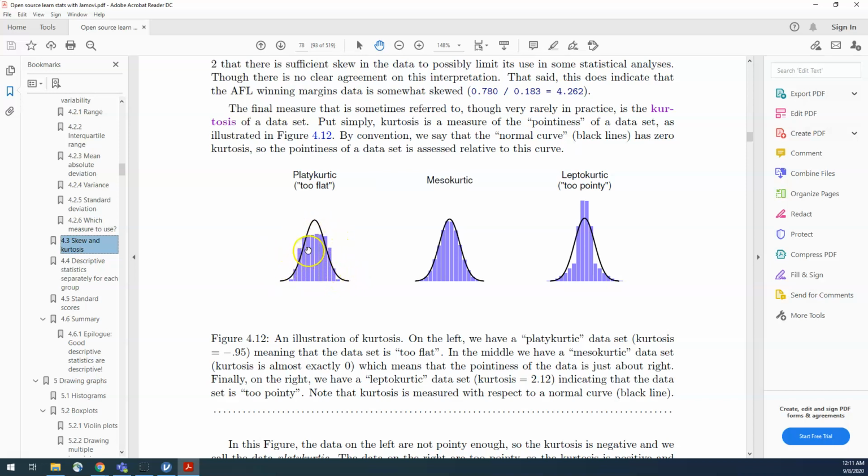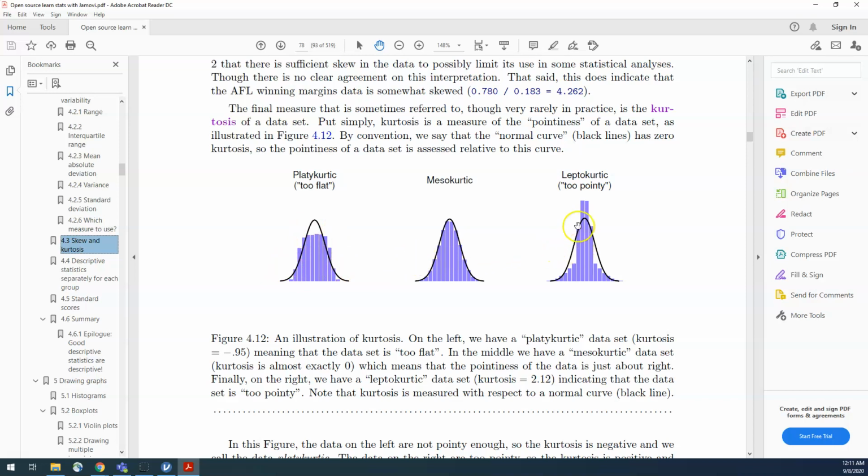And so that suggests that the bars underlying this distribution are too flat, with too fat of tails and too low a peak in the middle. And a platykurtic distribution, no matter how you rescale the normal curve that's overlaid over the top of it, will never match.